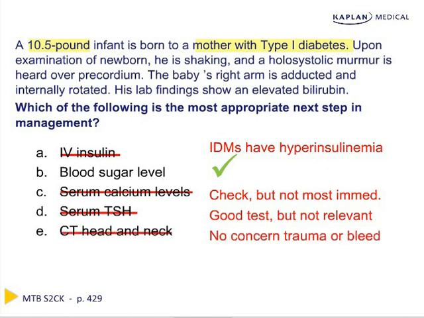And then lastly, a CT head and neck would only be if we had reasons to think that there was a bleed or a trauma. But in an IDM, before you would send the kid out for a CT head and neck, which can take 30 minutes or more, you're going to check a glucose level because you can correct hypoglycemia right away.